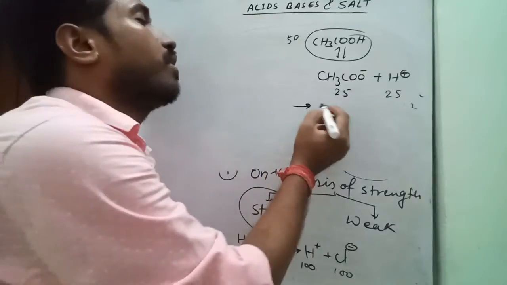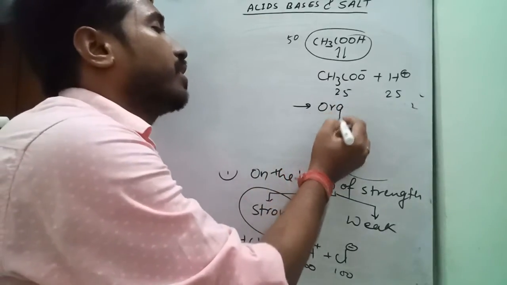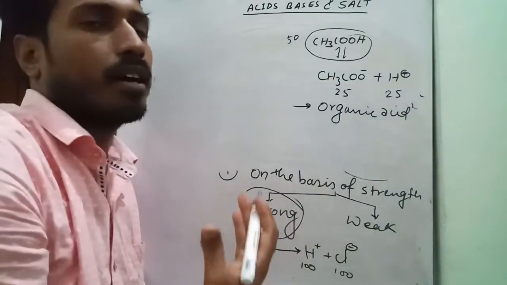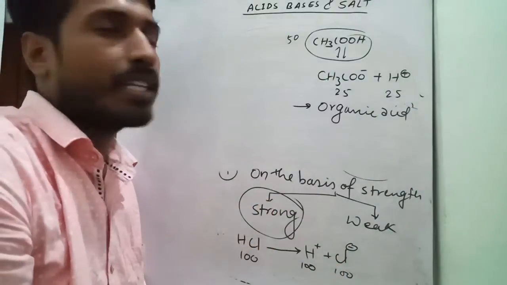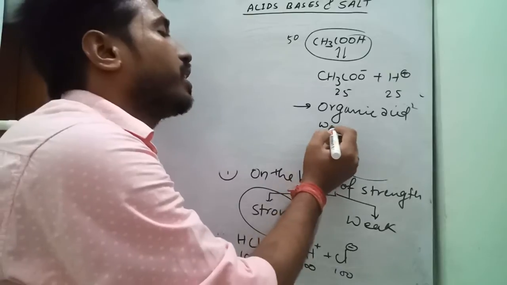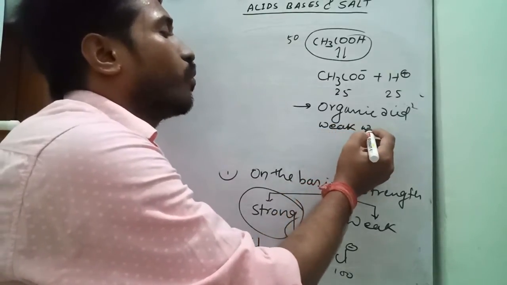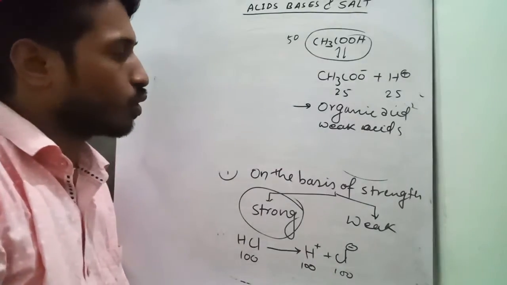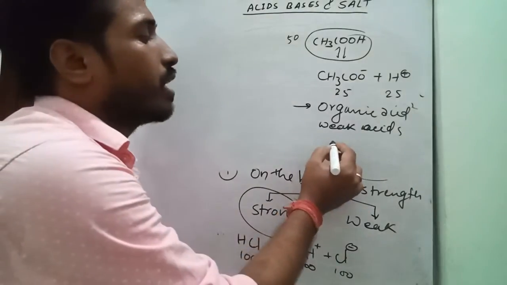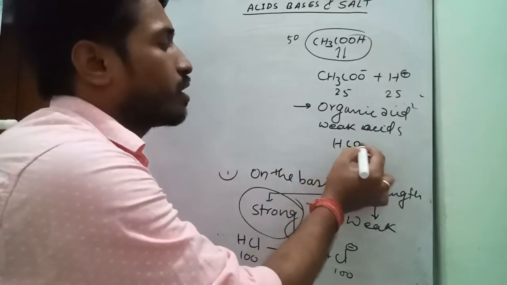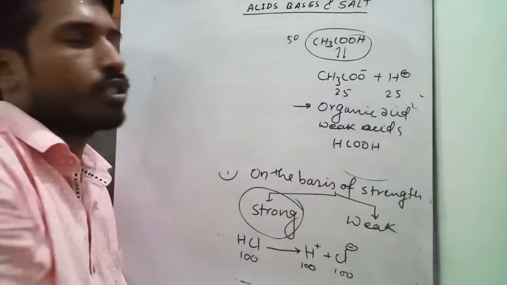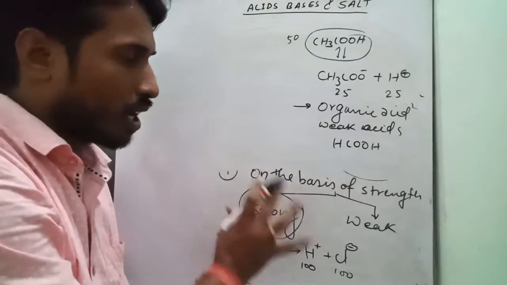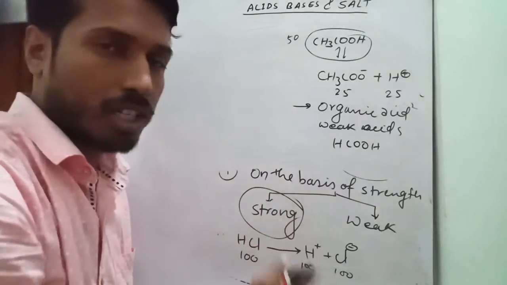In general, we can say organic acids, or acids from an organic source, are generally weak acids. So this is the classification. If we take formic acid, HCOOH, this is also an organic acid, and this is also what? A weak acid. So this is the classification on the basis of their strength.